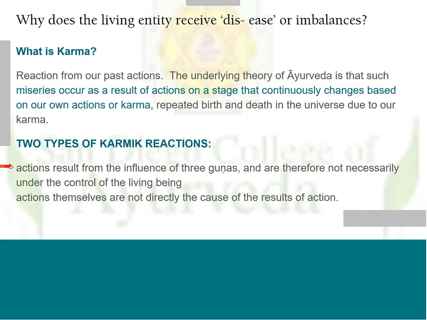Now, there are two types of karmic actions. There are actions that result from the influence of the three gunas. We're going to talk a little bit more about the three gunas later: sattva, rajas, and tamas. These actions that are caused by the influence of the three gunas are not necessarily under our control. And actions themselves are not directly the cause of the results of action. So sometimes we make choices and they lead to other things, and we don't necessarily have control over them. We're not necessarily conscious of them.